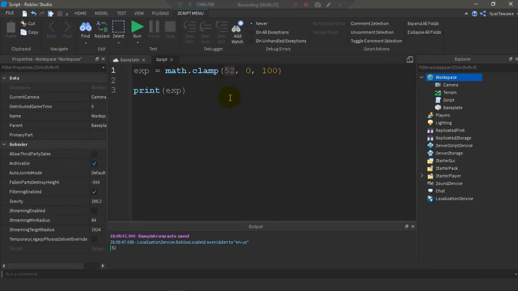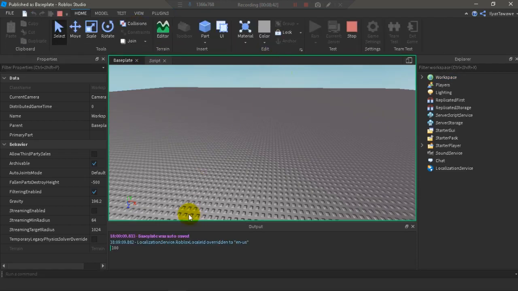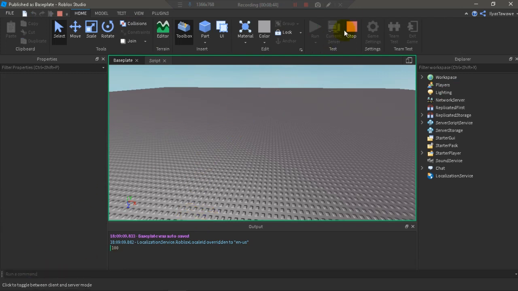And now for example we have 101, and if you notice, 101 is not in range because it's bigger than 100. It's bigger than the maximum value allowed, so it should round it down to the maximum value. It's 100, so as you see, 100.